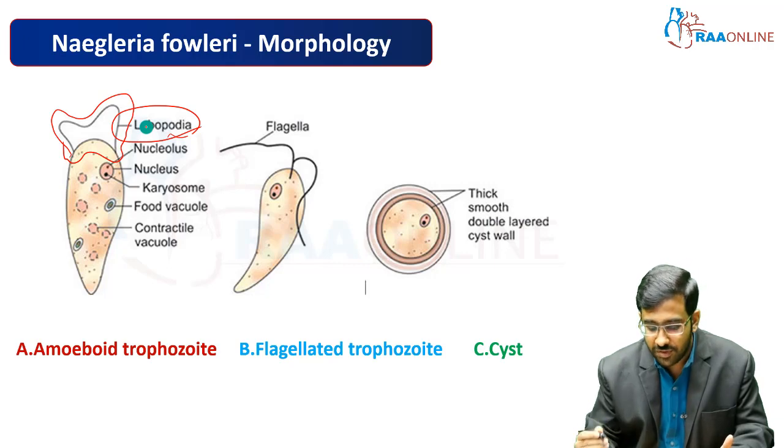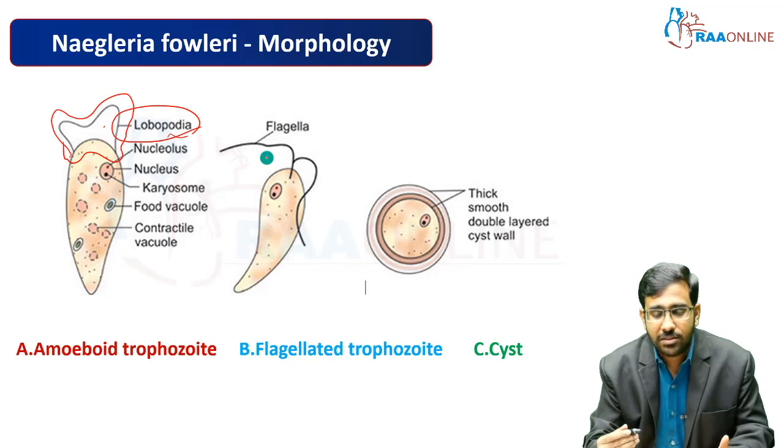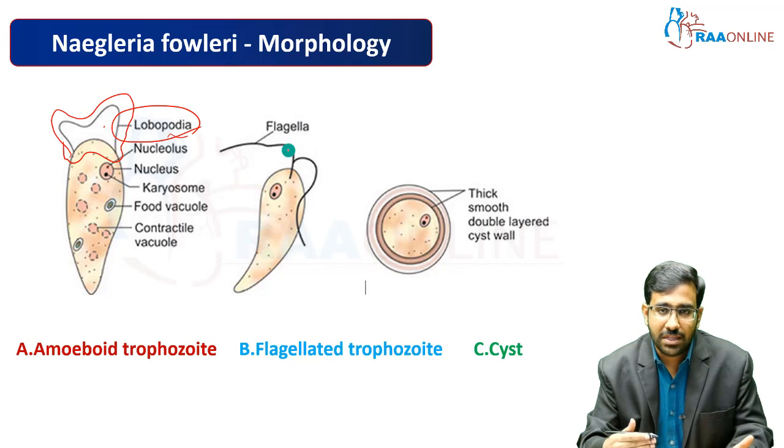Next, we are going into the flagellated form. Here, the lobopodia is not present. Instead of lobopodia, it is going to contain something called flagella, which is the locomotory organ. With the help of this flagella, the organism is going to move from one place to another. So this is about the flagellated trophocyte.